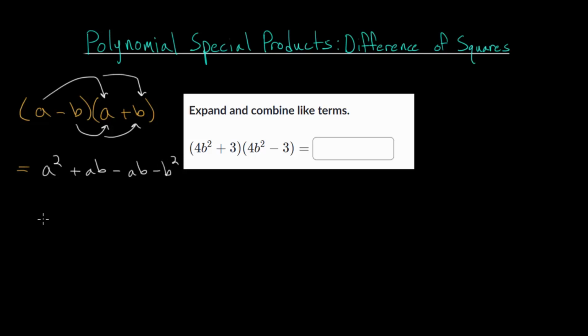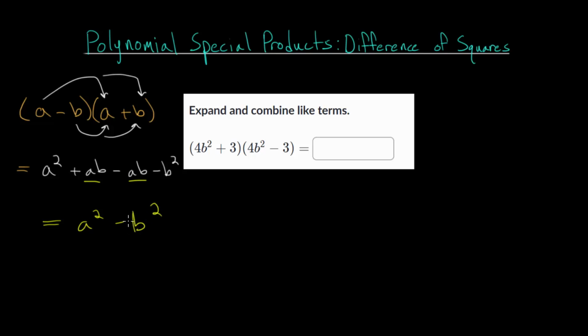And when multiplying out this special product, notice that the middle terms are going to cancel out. So this positive ab will cancel with this minus ab. So plus ab minus ab, that's just 0. And we get a squared minus b squared.